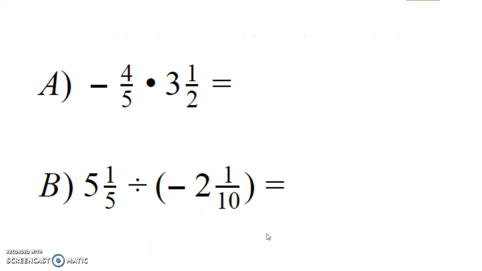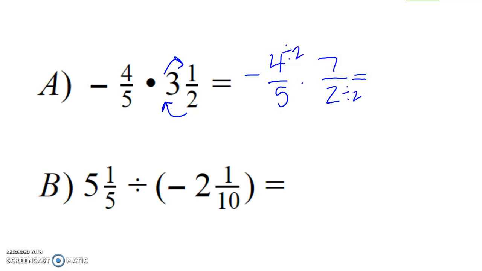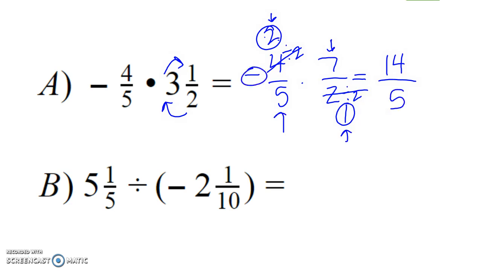So let's do A together. Everybody with me? The first thing we want to do is convert our mixed number to an improper fraction. So I'm going to have negative 4/5 times 7 over 2. I look and see if I can cross cancel, and I can: 4 divided by 2 is 2, and 2 divided by 2 is 1. Then I multiply straight across. 2 times 7 is 14. 5 times 1 is 5. And a negative times a positive is a negative. Last thing to do is convert back into a mixed number. And that's going to be negative 2 and 4/5.